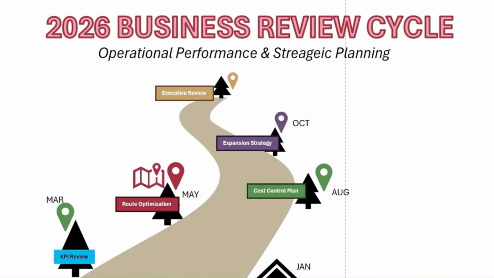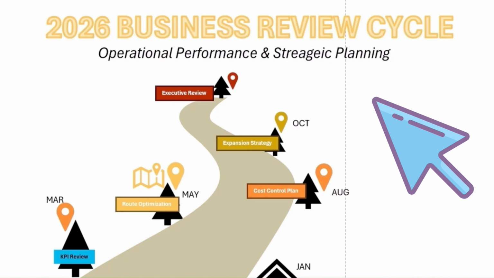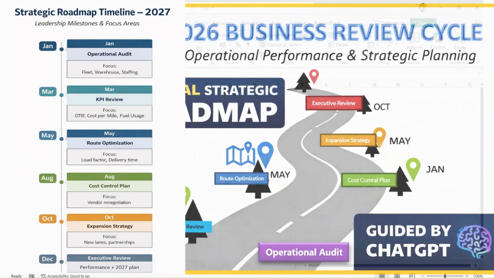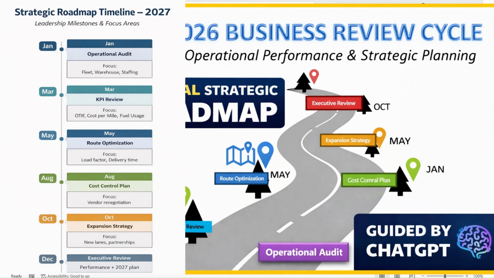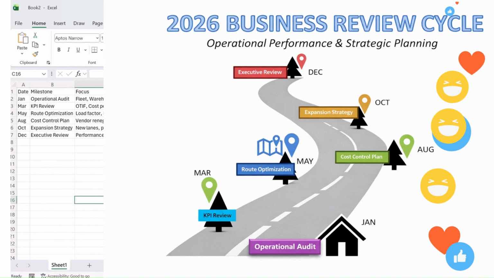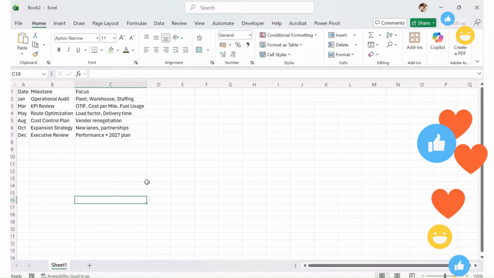Let's create today a logistics business review timeline inside Excel. Now here, currently we are doing a manual process. At the end we will also showcase the same data, how we can utilize a ChatGPT or maybe Copilot, any one AI tool, and we can generate this timeline.